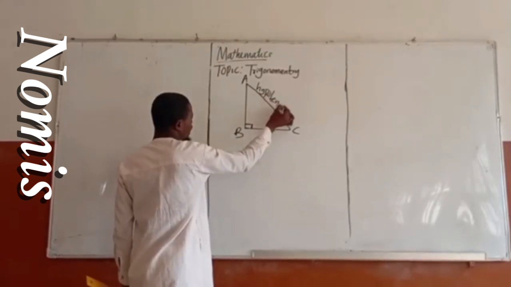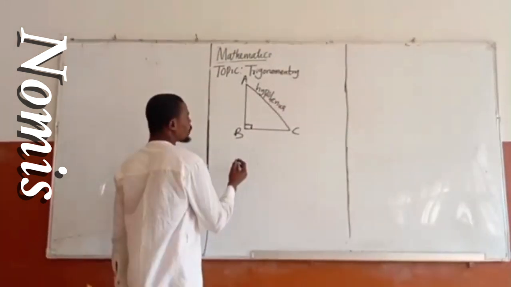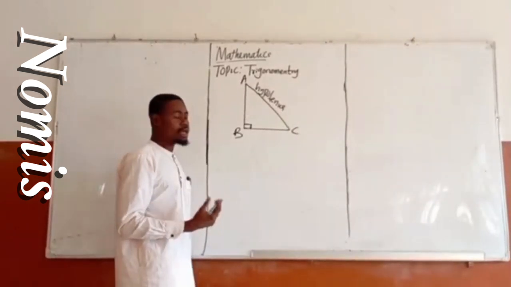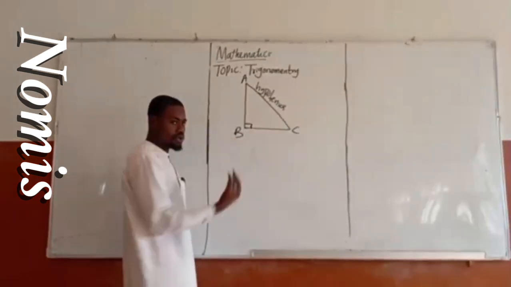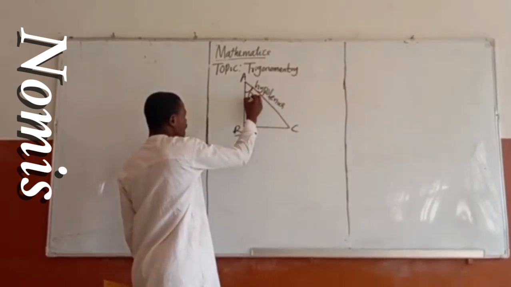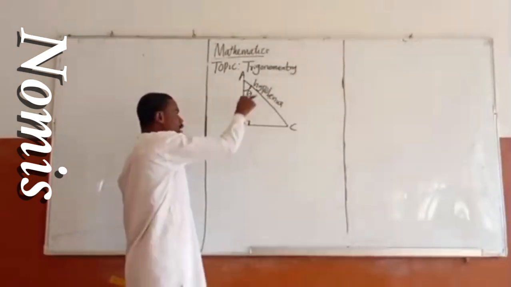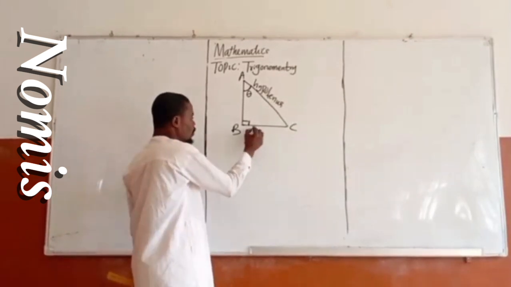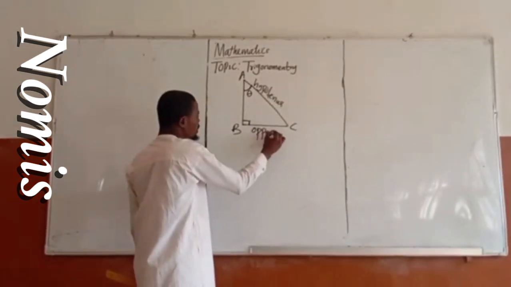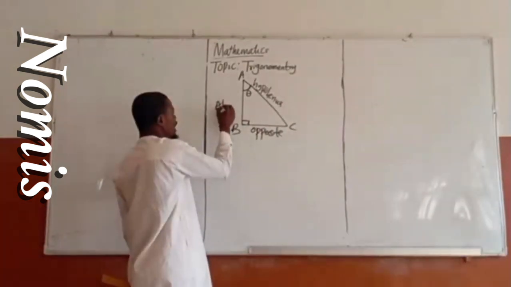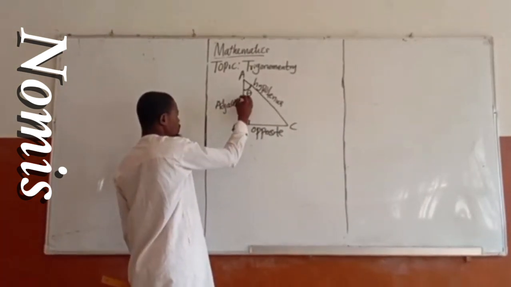hypotenuse. So now, I cannot say here is my adjacent because it's short. No. I cannot say here is my adjacent because it's long. No. But if I introduce an angle here and I put it here, which means where this angle faces is now opposite. Here is now opposite. Of course, if here is hypotenuse and here is opposite, here it is now adjacent.